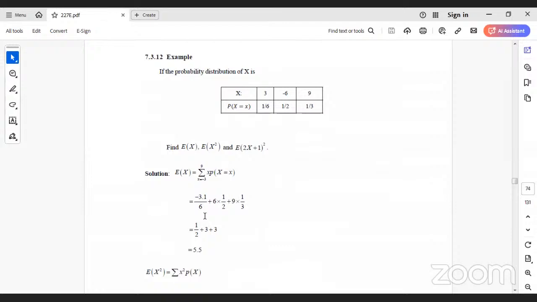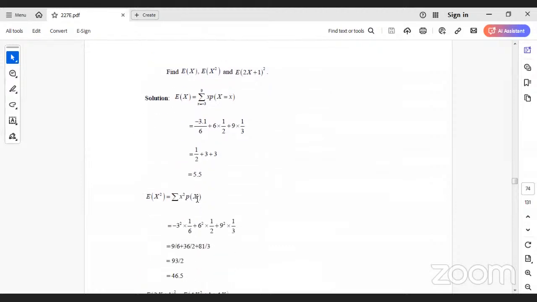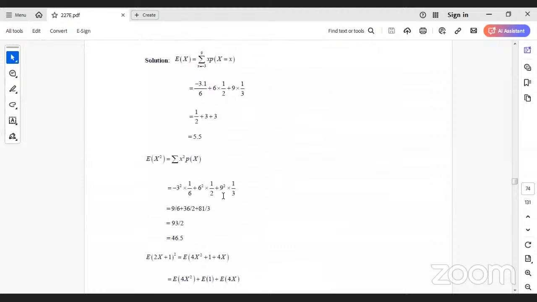So after simplification, E of X is minus 3 by 6, that is minus 1 by 2, plus 6 by 2, that is 3, plus 9 into 1 by 3, that is 3. Adding all the values, minus 1 by 2 plus 3 plus 3 gives 5.5.